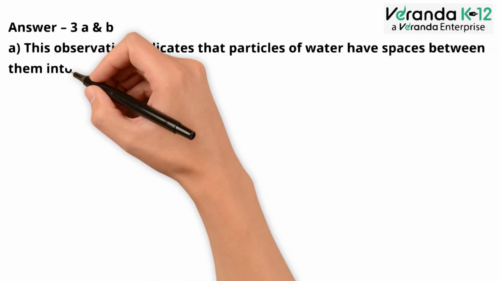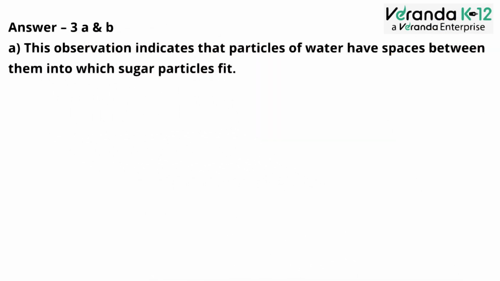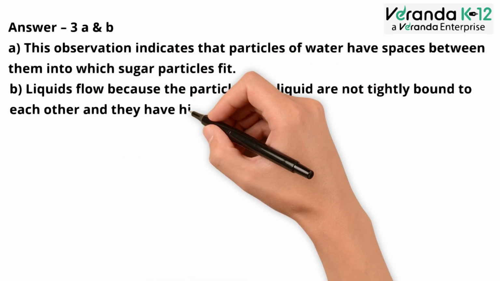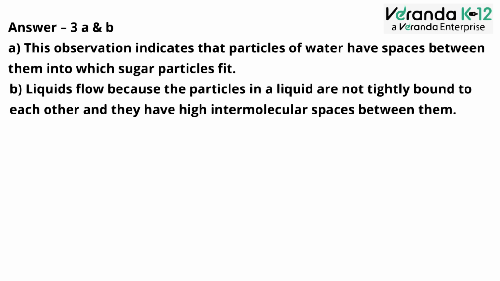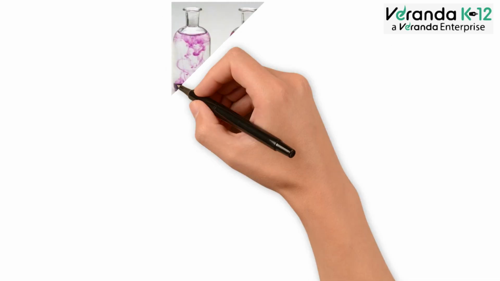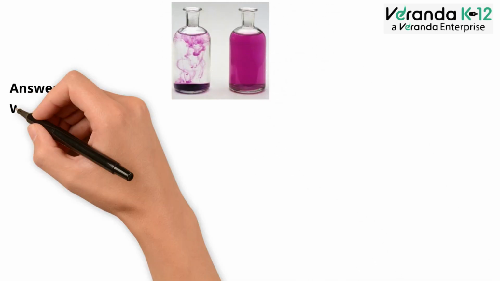Let us answer part A of question 3. This observation indicates that particles of water have spaces between them into which sugar particles fit. Moving on to part B of the third question. Liquids flow because the particles in a liquid are not tightly bound to each other and they have high molecular space between them.